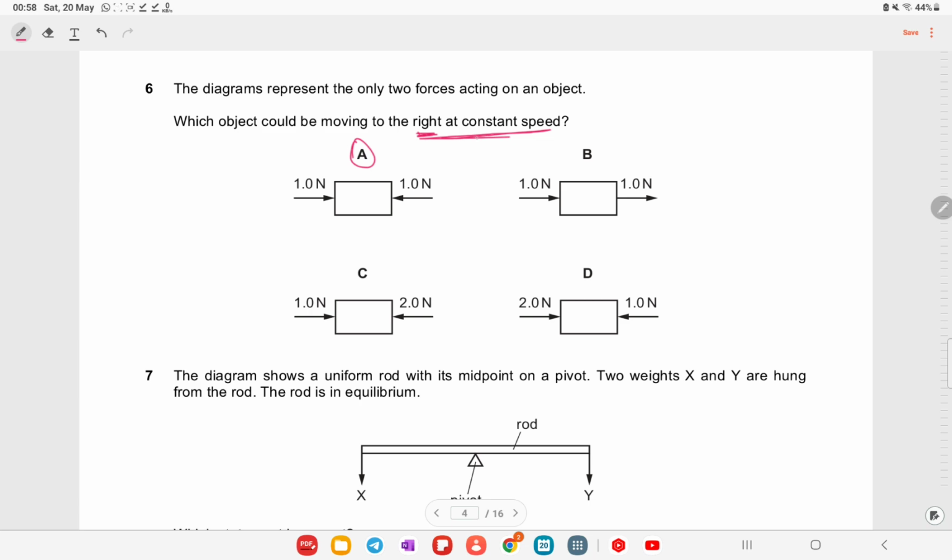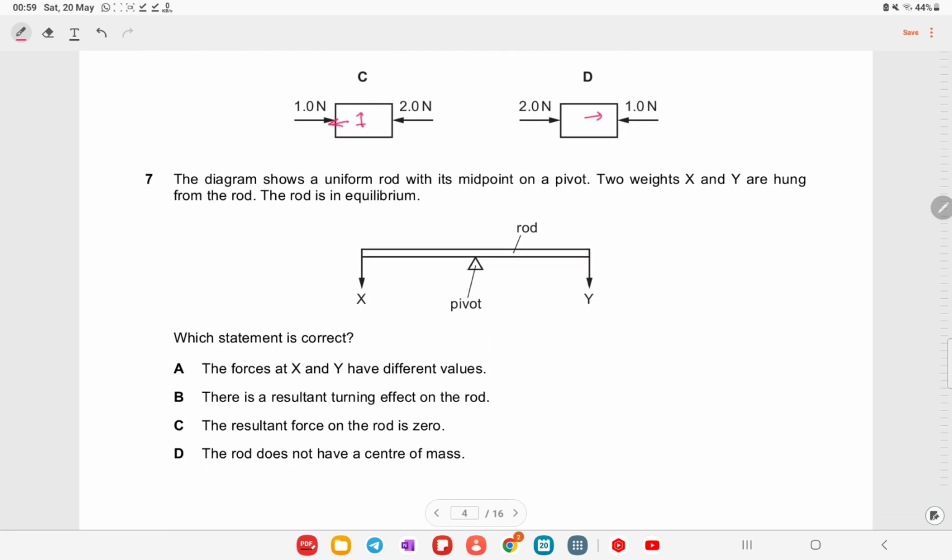Why is this? Because at constant speed the acceleration of an object is zero, and according to Newton's second law, acceleration is directly proportional to force. So if acceleration is zero, obviously the net force is also going to be zero. So this is going to add up. This is going to be one towards the left side, and this is going to be one on the right side. Okay.